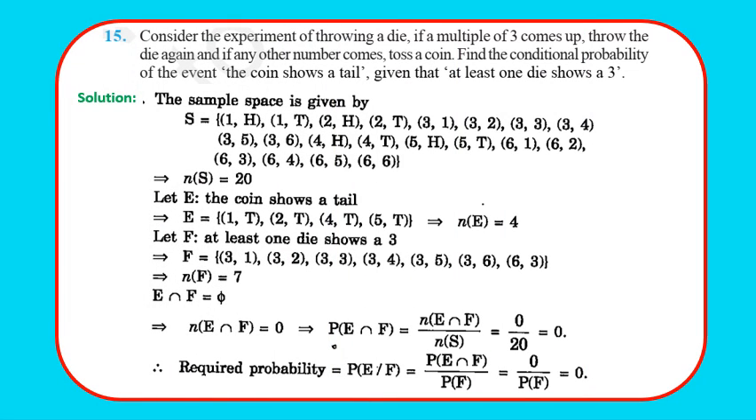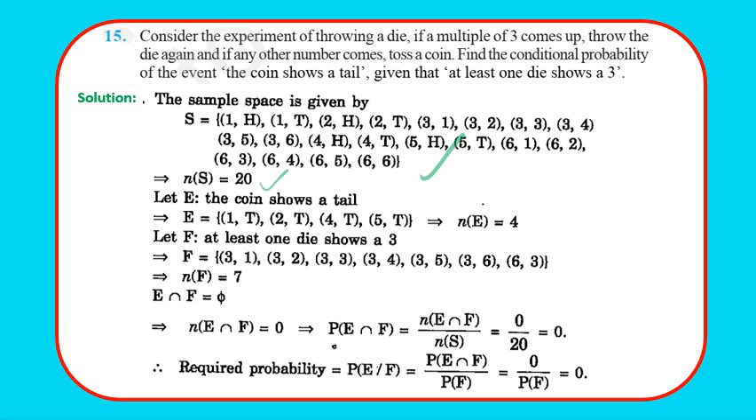Question 15. Consider the experiment of throwing a die. If a multiple of 3 comes up, throw the die again, and if any other number comes, toss a coin. Find the conditional probability of the event that the coin shows a tail, given that at least one die shows a 3. So the sample space is 1H, 1T, 2H, 2T, 3-1, 3-2, 3-3, 3-4, 3-5, 3-6, 4H, 4T, 5H, 5T, then 6-1, 6-2, 6-3, 6-4, 6-5, 6-6. So the number of elements in S is 20.